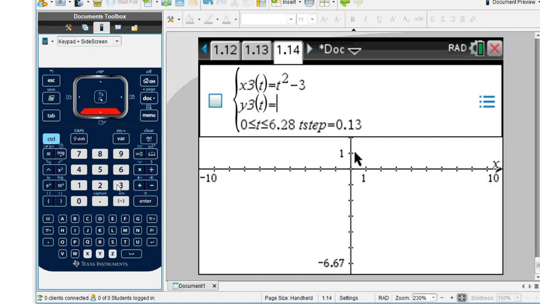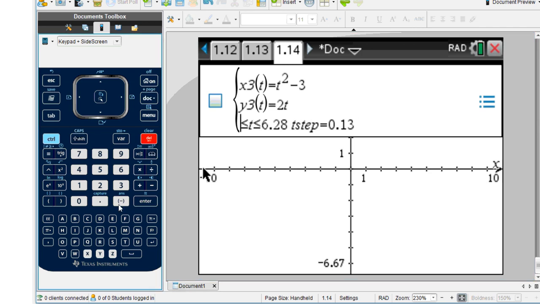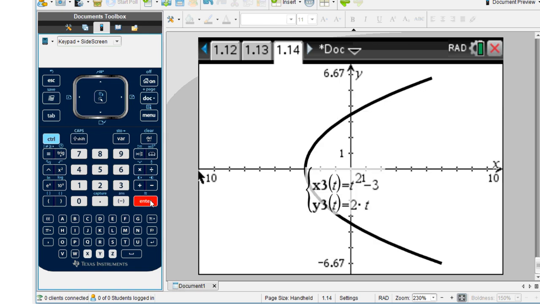And down here 2t. And then we want to go from -3 to 3. So we go over here, t equals -3 to 3. And we can just leave that t step here. That'll be just fine for what we need to see. So here we have it.